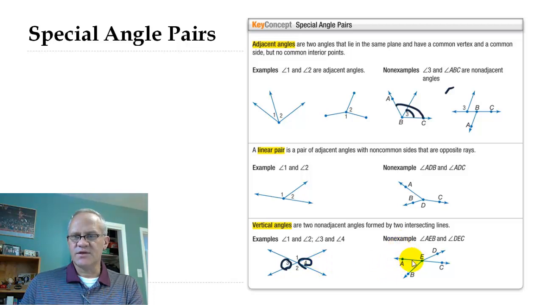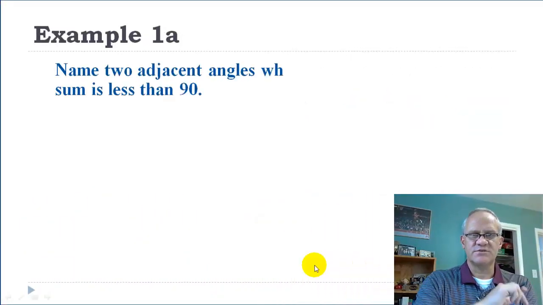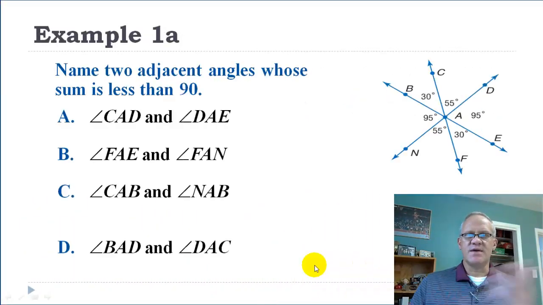The non-example that they give here: you can't say that any of these are vertical angles, because why? If you notice, BED is not a straight line. It angles a little bit there, so you cannot call these vertical angles. They can only be vertical if both lines are straight lines. Okay? All right. Let's see what else we got. First example, okay.